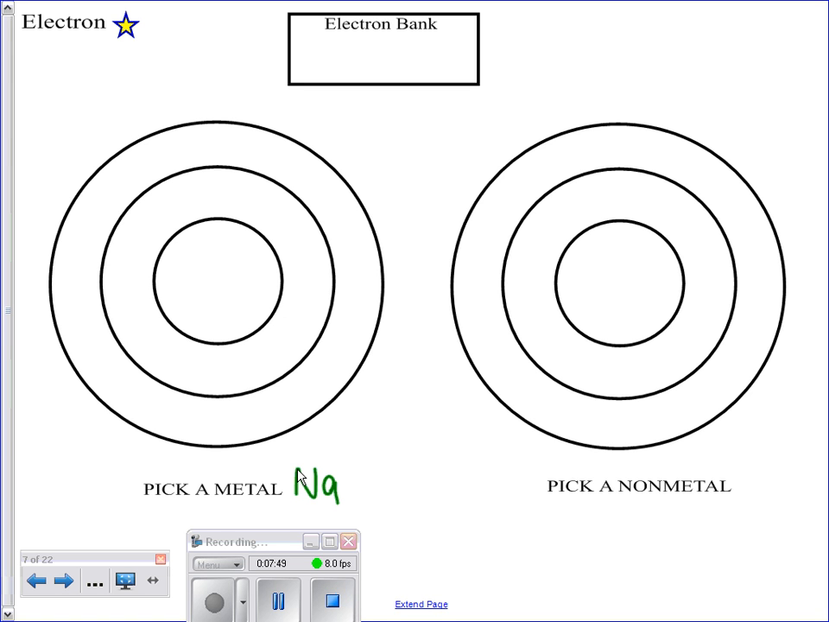So sodium, its electron configuration is 1s2, 2s2, 2p6, and 3s1. And so what I have here is 2 electrons in the first energy level. So let's go ahead and pull these down. And I have 8 electrons in the second energy level, and I have 1 electron in the third energy level. And of course, in the center is my nucleus with all my protons and neutrons.